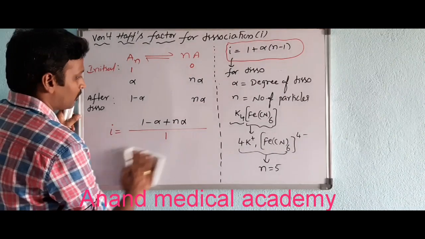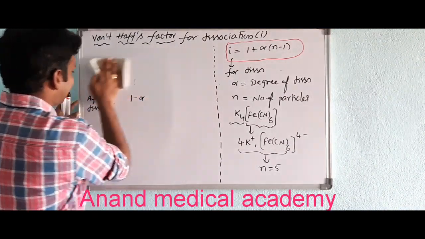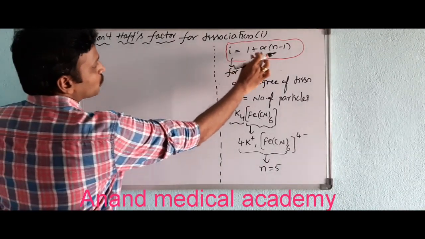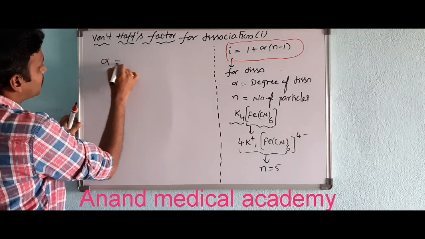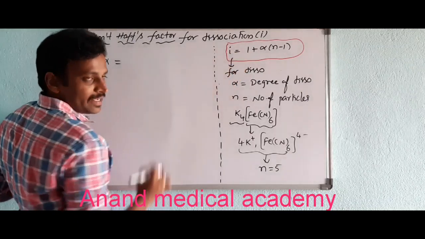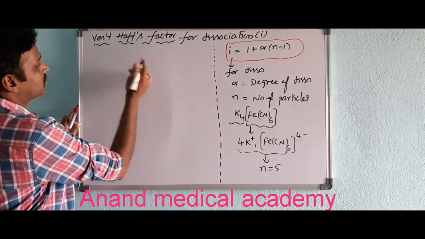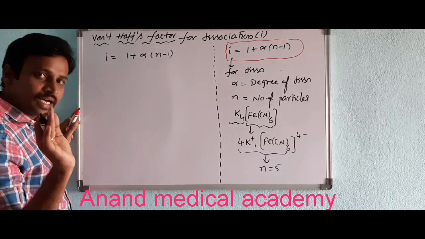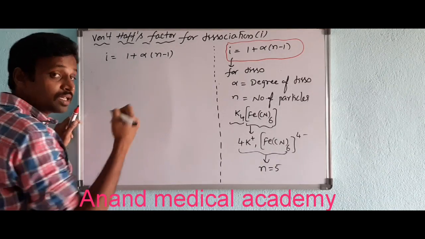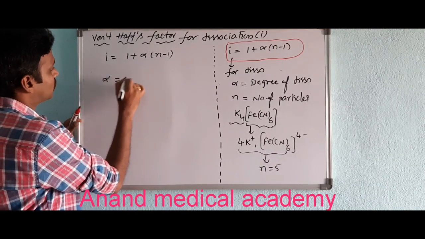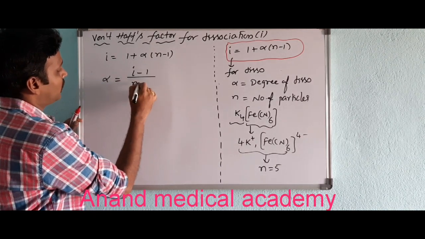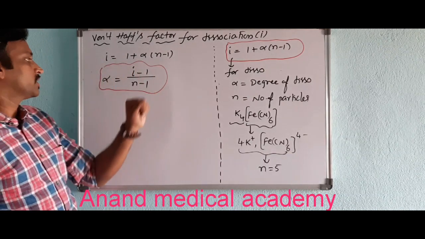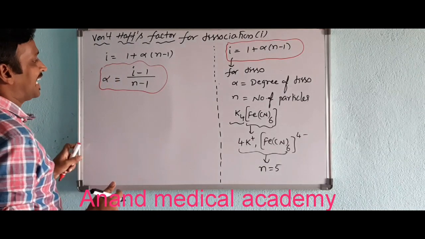This is about the van't Hoff factor for dissociation. Dissociation means the number of particles will increase. From this, I is equal to 1 plus alpha into (N minus 1). Suppose they are asking for alpha, the degree of dissociation. Then alpha is equal to (I minus 1) by (N minus 1). This is alpha.